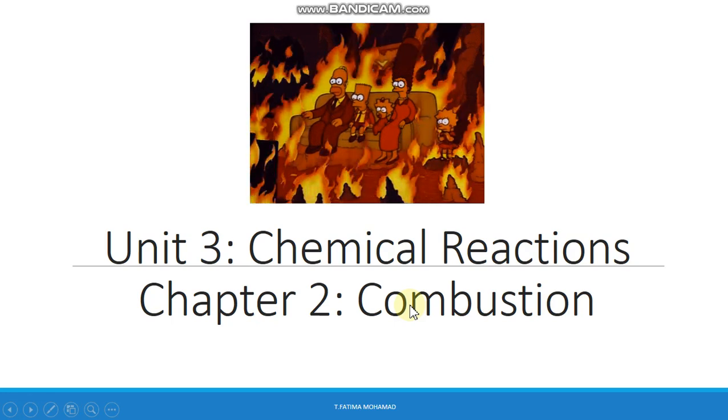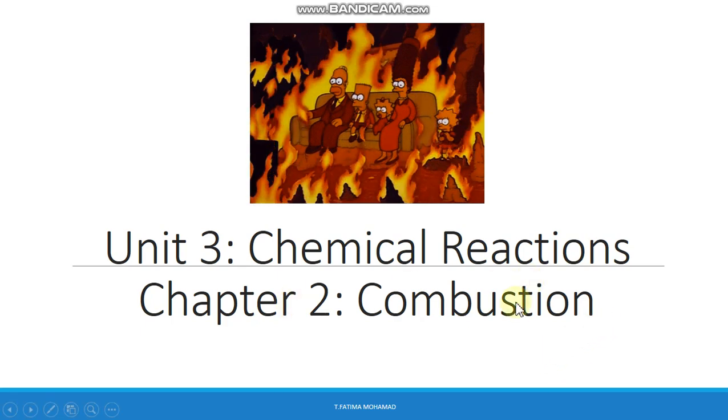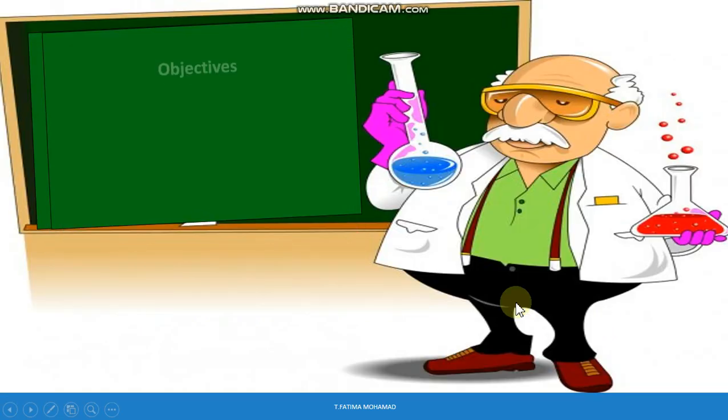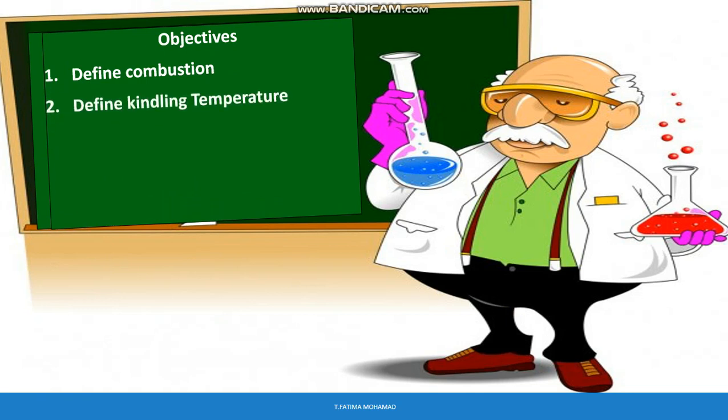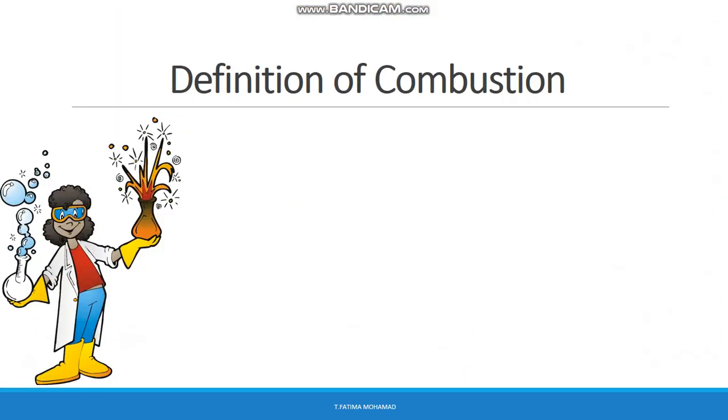Hello, grade 7. Today we're going to start the second chapter in Unit 3, which is combustion. The objectives of our session today are to define combustion, define kindling temperature, and distinguish between complete and incomplete combustion.